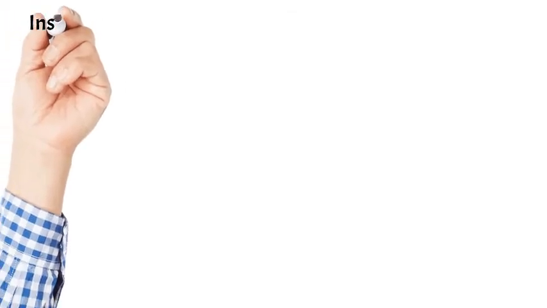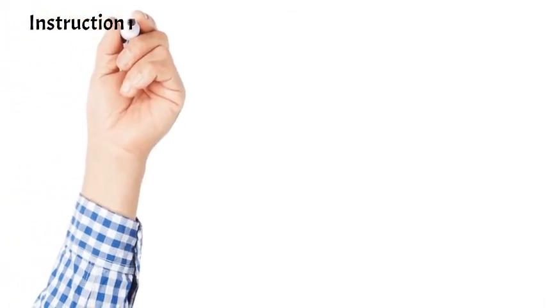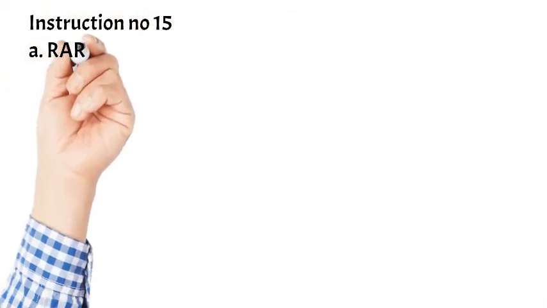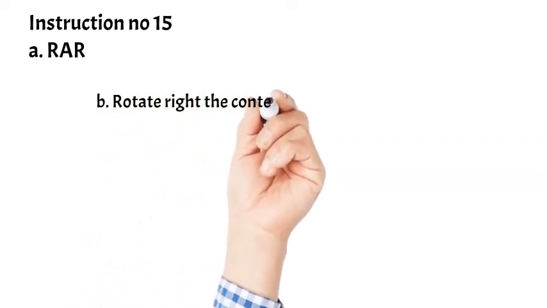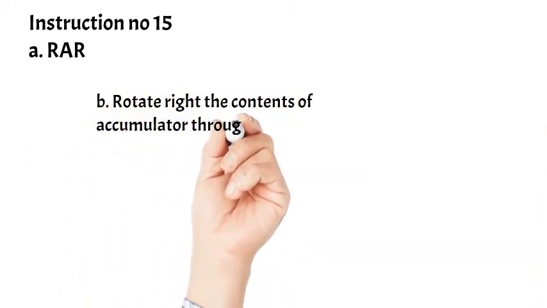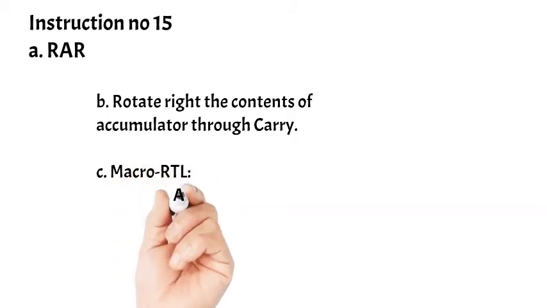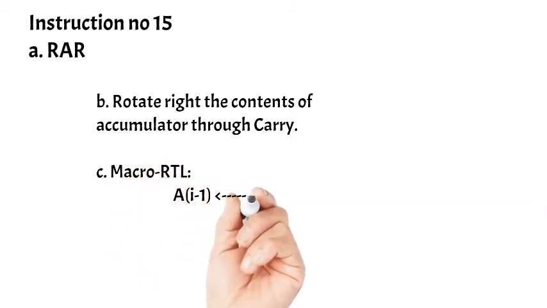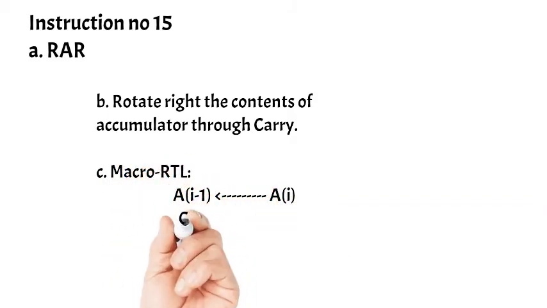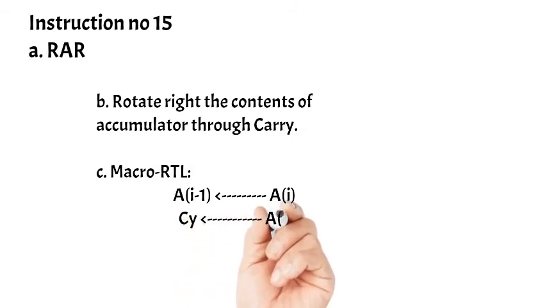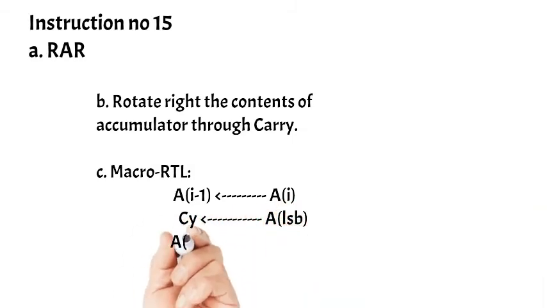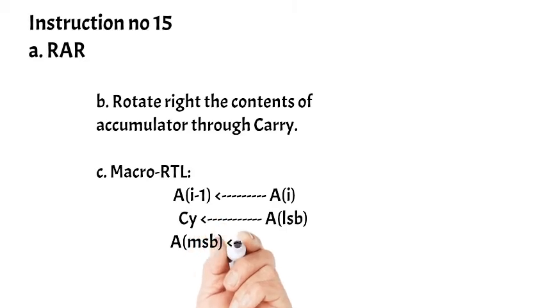Similar to RAL, we'll be having RAR. It rotates the contents of the accumulator to the right through the carry. This is the macro RTL of this instruction. The least significant bit will be transferred to the carry, and the carry will then be transferred to the most significant bit.